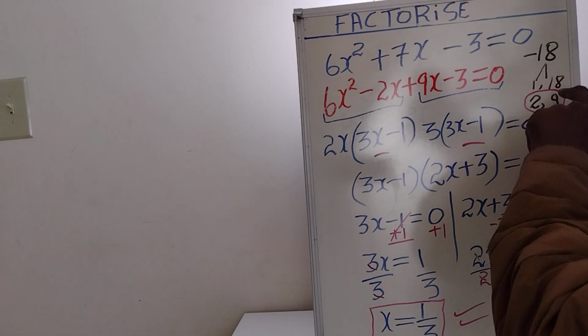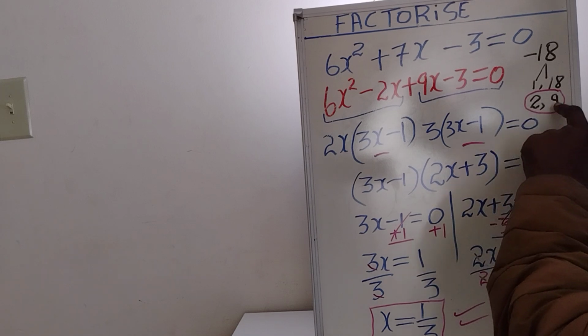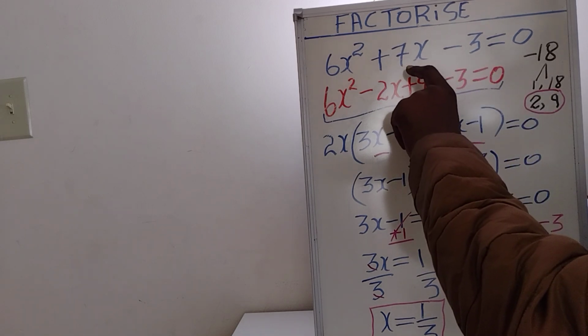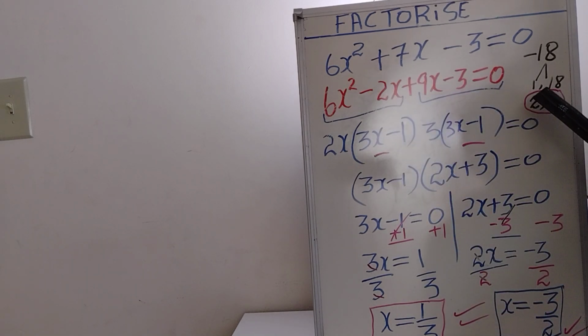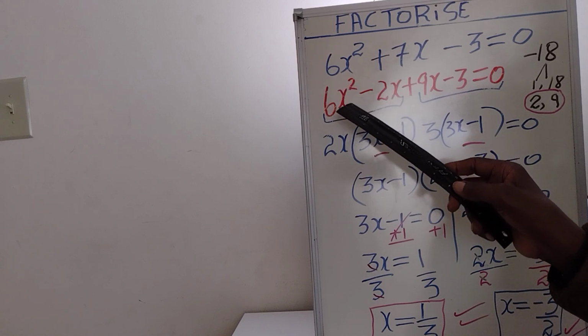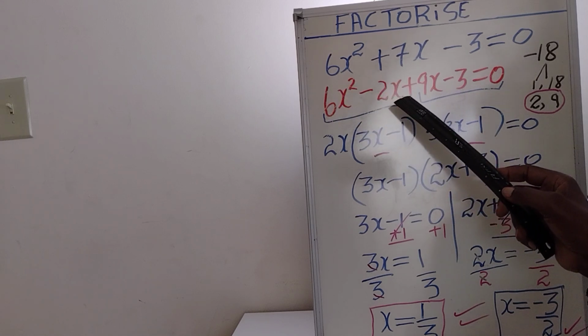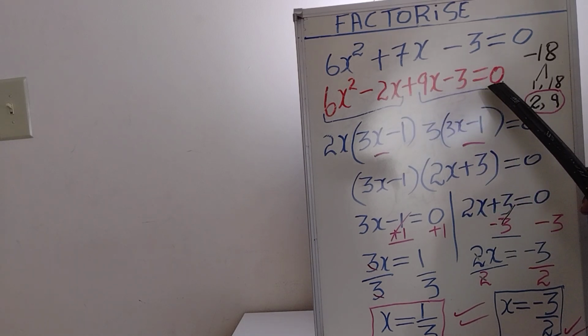and the numbers we get here, when you subtract them, have to give us positive 7. So 1 and 18 will not do that, but 2 and 9, yes, those are the correct numbers we can work with. So in this case, we will now take 6x squared minus 2x plus 9x minus 3 equal to 0.